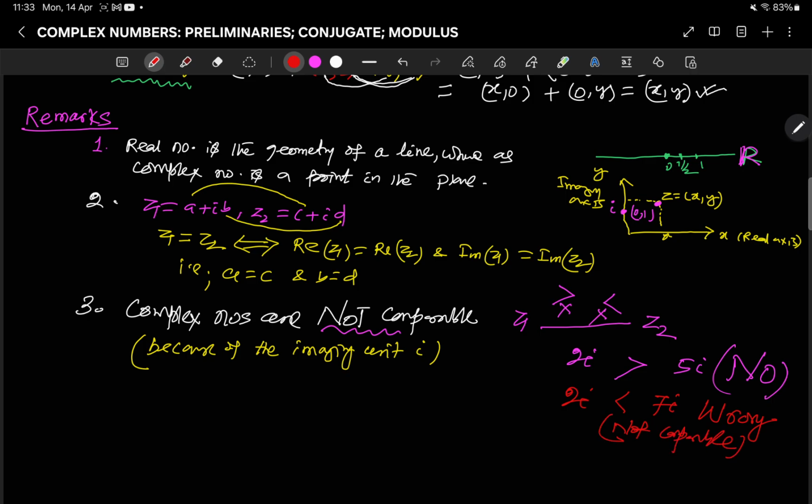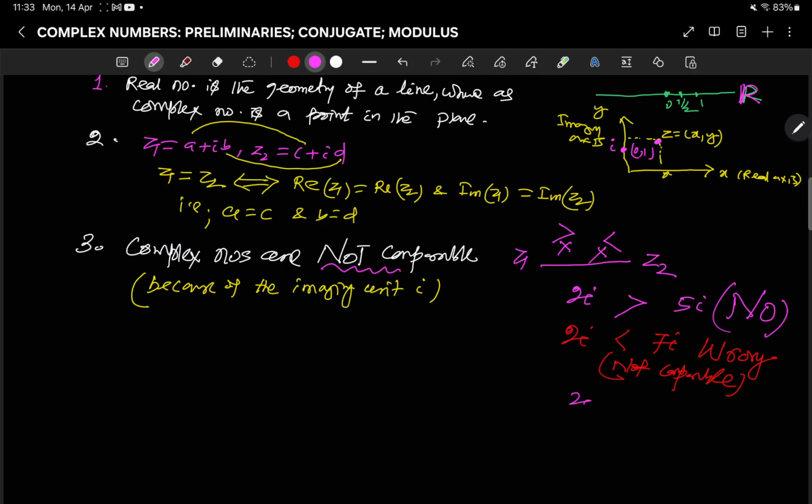However, equality can be made by comparing the real part with the real part and the imaginary part with the imaginary part. However, if I say 2i modulus and 7i modulus, I can say one is smaller, because this is converted to 2 and this is converted to 7. So this inequality will work when I take the modulus. Otherwise it will not work.